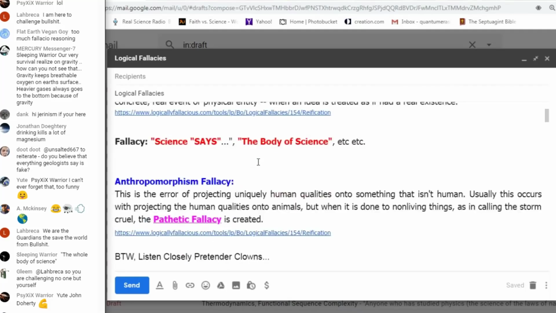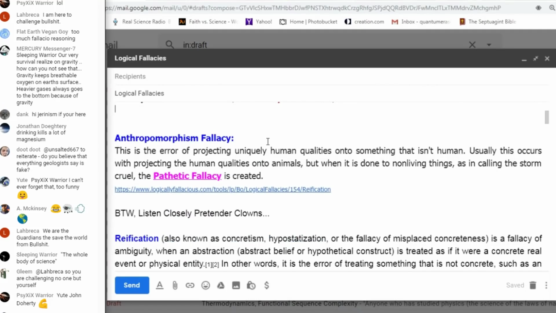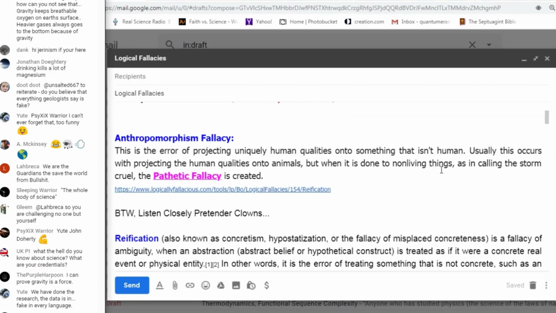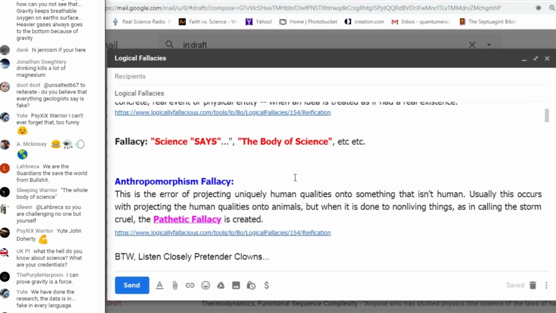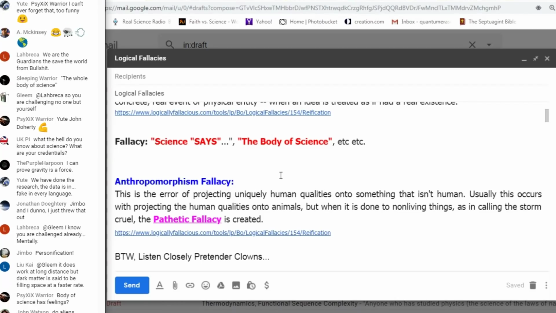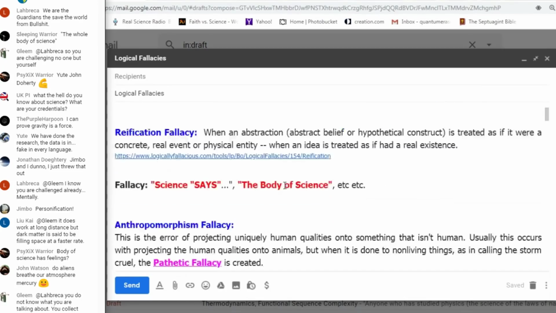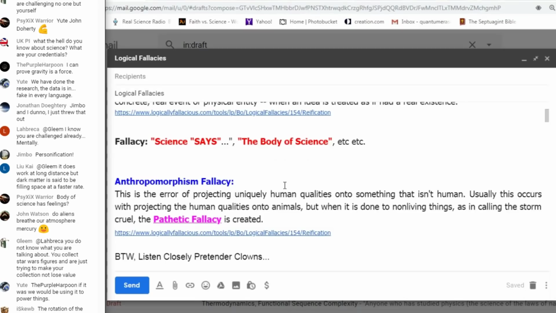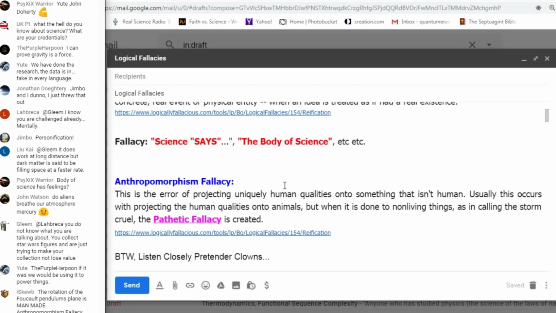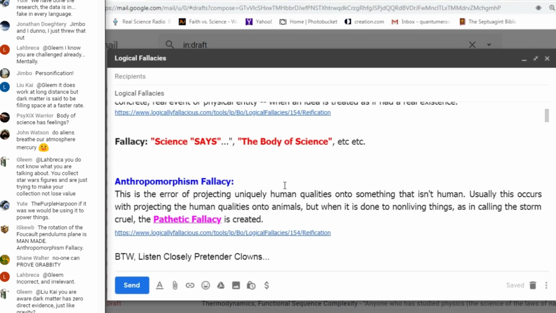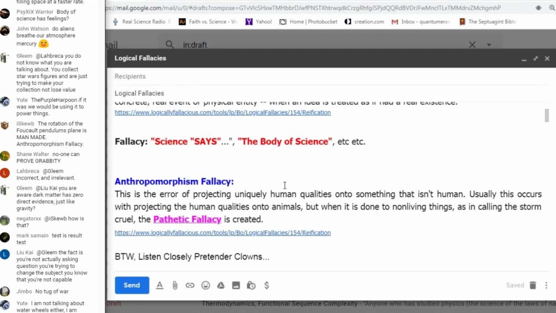So let's go over anthropomorphism. This is an error of projecting uniquely human qualities onto something that isn't human. Usually this occurs with projecting human qualities onto animals. But when it is done to non-living things, as in calling the storm cruel, the pathetic fallacy is created, right? So, like I said, you could categorize these under different subterms under the reification fallacy, but in the end, it falls under the umbrella of reification. So, for example, if I'm talking about a cherry tomato that's suspended in oil, and I say that cherry tomato is quite happy where it is. Yeah, I think you said it yesterday, and I said reification fallacy because of the happy cherry tomato. That cherry tomato's not happy. That's a human quality, indeed.